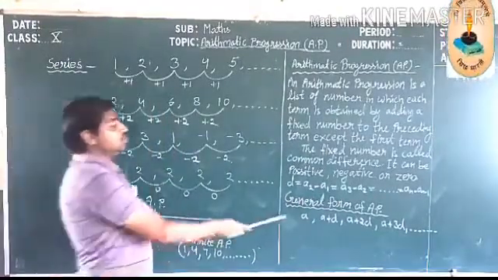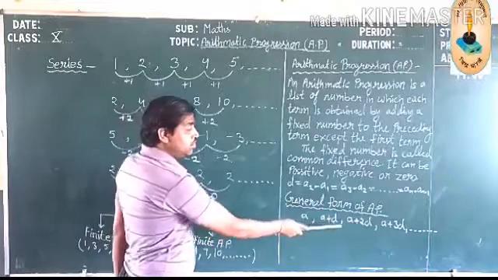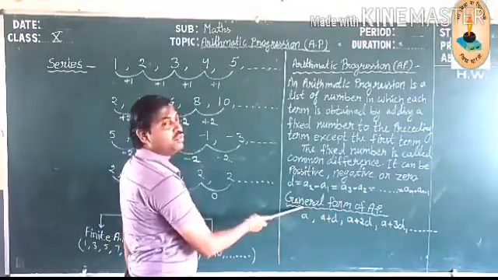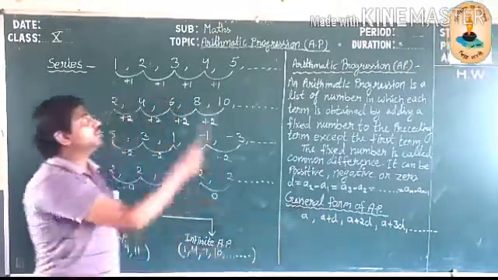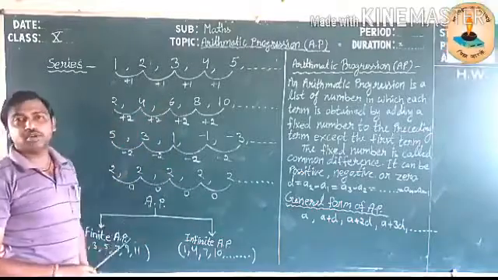So in this way, when we follow this rule, that is the general form of AP. That is the introduction of arithmetic progression.